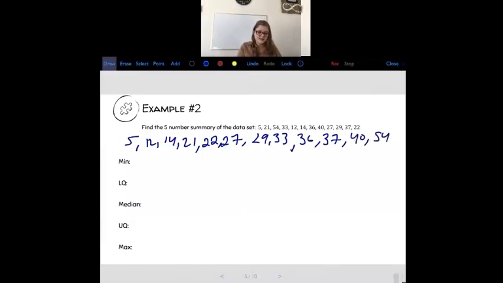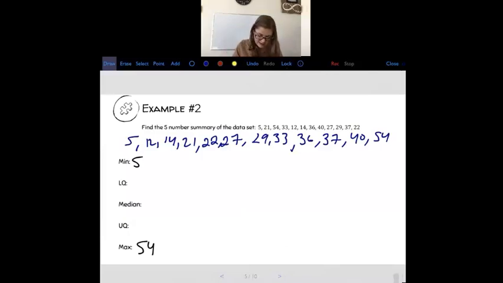Okay, so in this example, again, I usually go for the minimum, the median, and the maximum first, just because they're the easiest to identify. So the minimum is 5. The maximum here would be 54. And then the median. So again, use your fingers or your pencil.